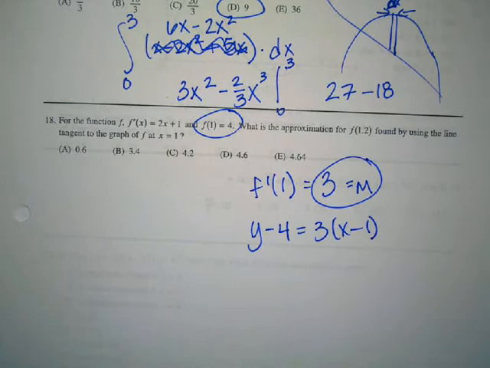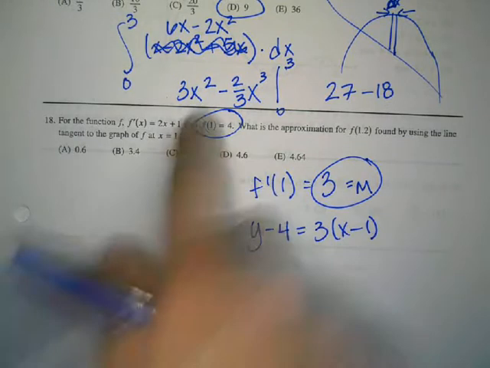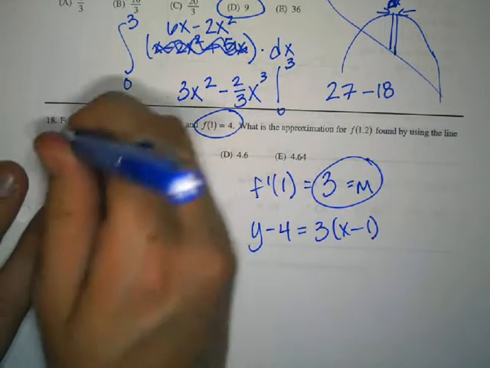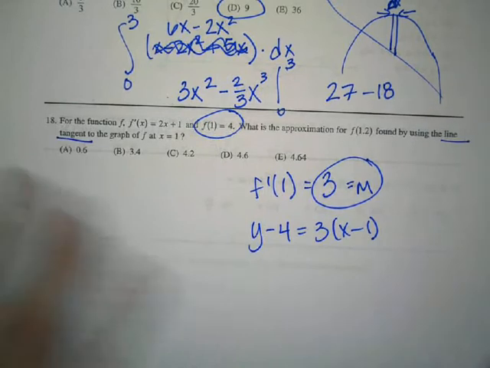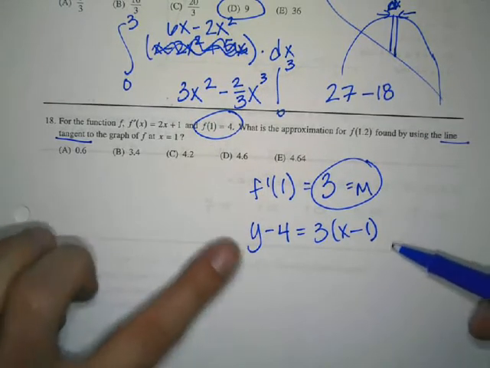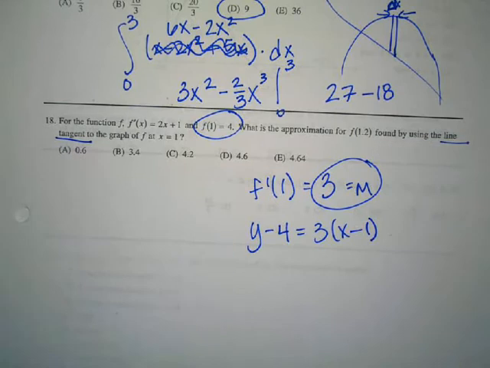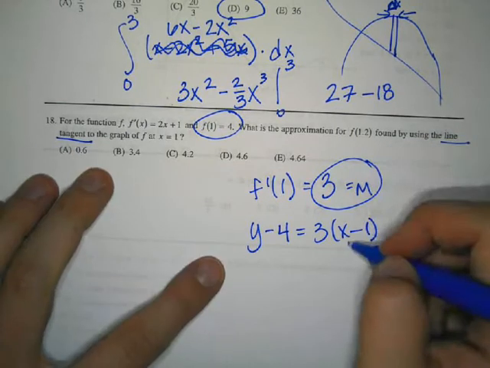Now, the approximation using the line tangent is plugging 1.2 into this, instead of finding the original equation and plugging 1.2 into there, because you're just finding an approximation. This is common. If they mention the line tangent to the graph, they want you to find the tangent line and then use the tangent line to plug 1.2 in. So it should be 4.6. So we plug 1.2 in there.